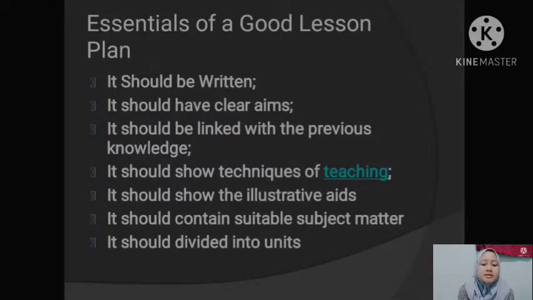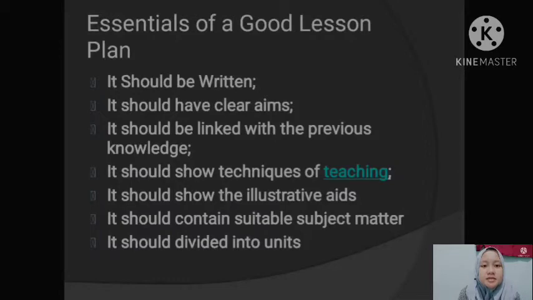And next, it should contain suitable subject matter. The material of construction or subject matter should be carefully selected and organized. And number 7, it should be divided into units. The plan should be divided into units, but care should be taken to see that the lesson remains an integrated whole and every unit develops from the previous one and merges into the next one.